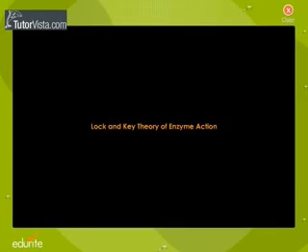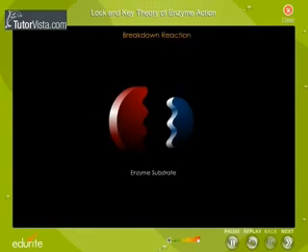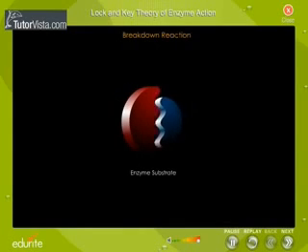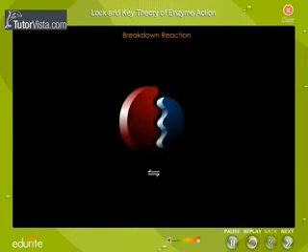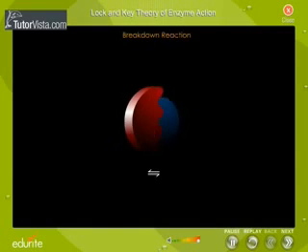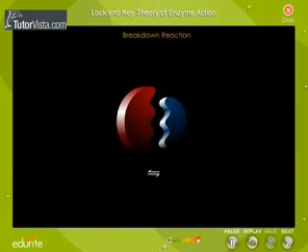Lock and key theory of enzyme action. Here, the larger enzyme molecule comes in contact with smaller substrate molecules to form an intermediate complex. This intermediate complex, or enzyme-substrate complex, soon breaks to release the enzyme and product of biochemical reaction.